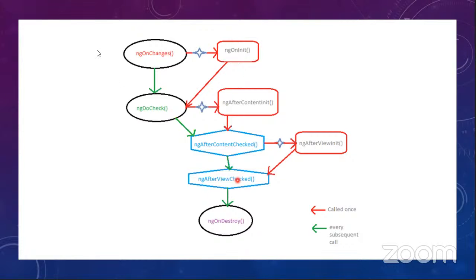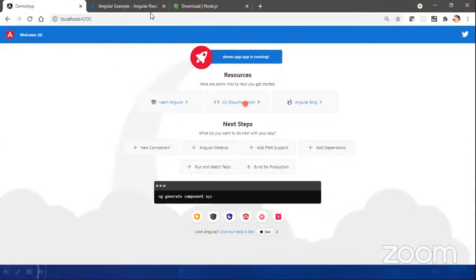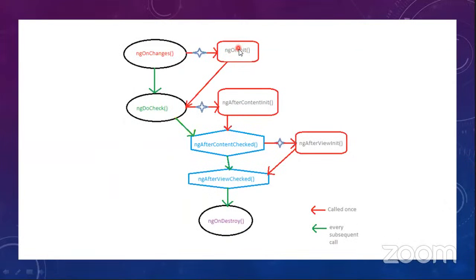So each method does its own activity in its own phase. Let's say when the component is loaded, that time ngOnInit will be called. Whenever any data is updated in the component, ngOnChanges will be called, then ngDoCheck, then ngAfterContentChecked, ngAfterViewChecked, and then ngOnDestroy.